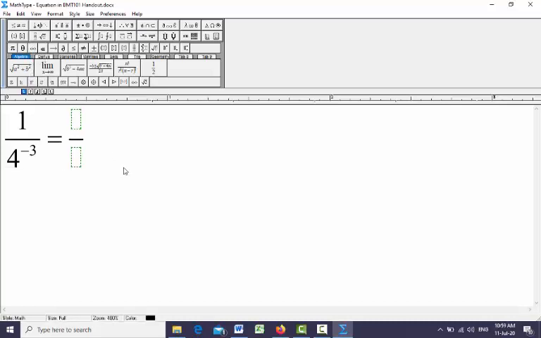So here, as you can see, we have 1 by 4 to the power minus 3. So 1 will be there, and in the denominator you have to get another fraction to remove the minus from the power. As I said before, you have to bring the base along with the power to the denominator, except the minus sign. So we will have it like this.